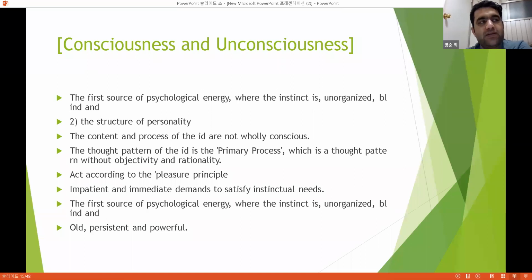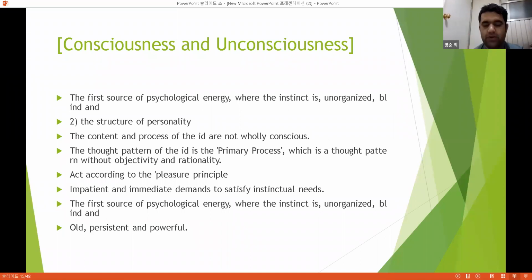The first source of the psychological energy, where the instinct is unorganized or blind. The content and the process of the ID are not wholly conscious. The thought pattern of the ID is the primary process, a thought pattern without objectivity and rationality. It acts according to the pleasure principle, with an impatient and immediate demand to satisfy instinctual needs, and it is the first source of psychological energy, where the instinct is unorganized and also blind, and an old, persistent, and powerful situation.